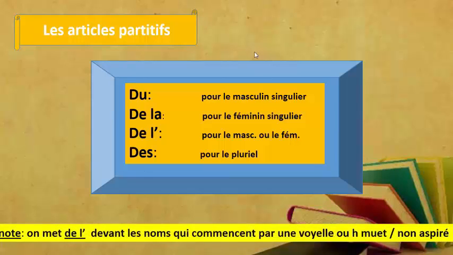Note, on met de l'apostrophe devant les noms qui commencent par une voyelle ou H muet, non aspiré. H, we consider it as a vowel. It's not a vowel, but we use it with the vowels. So when you see a singular noun that starts with H, usually we use de l'apostrophe for it. Okay?